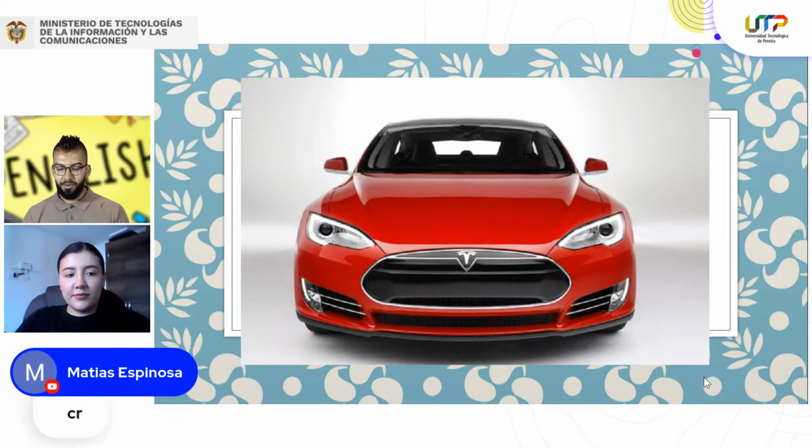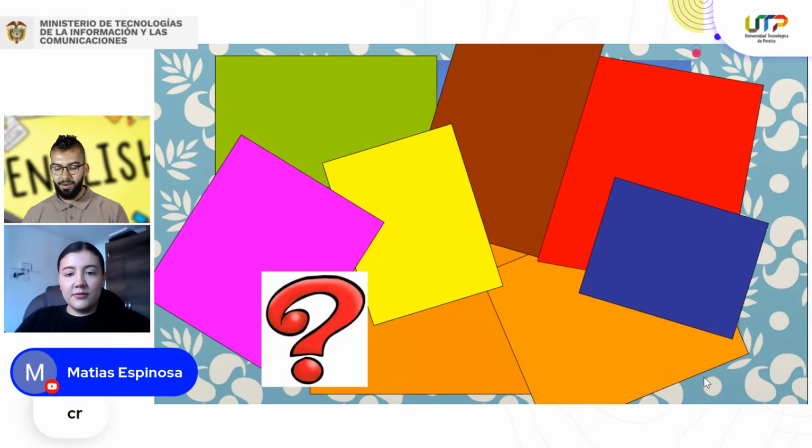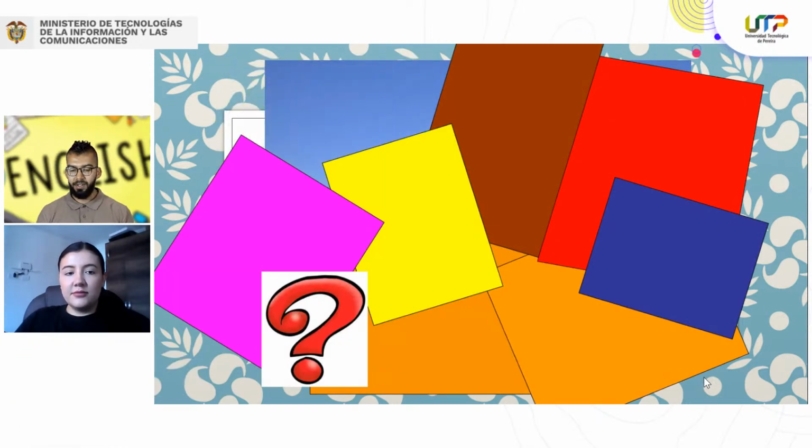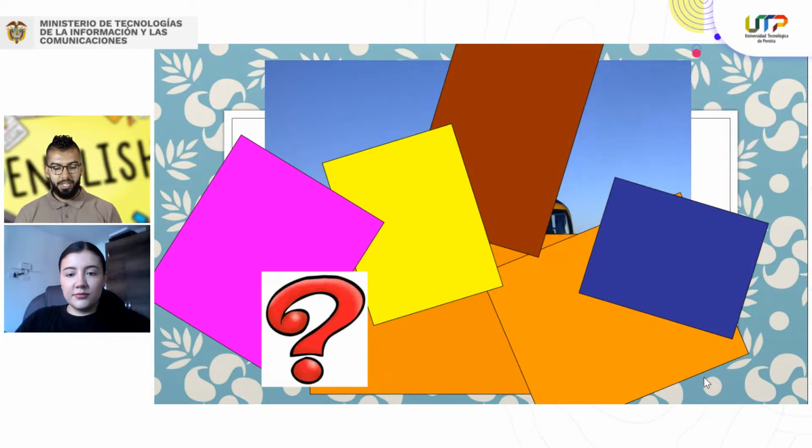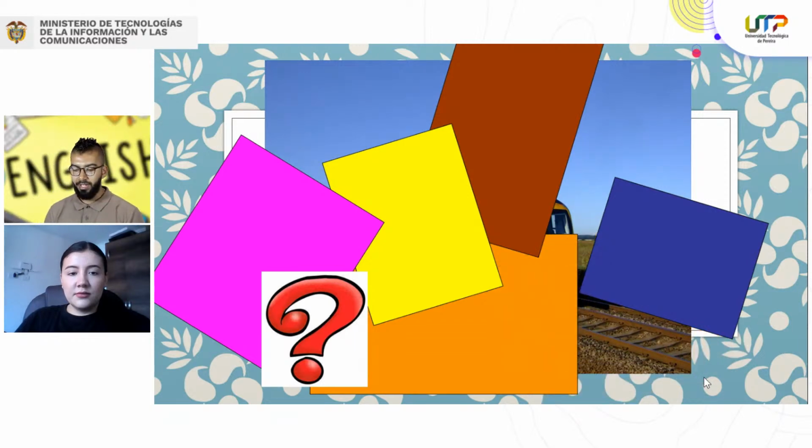Very good. Do you remember? Yes, this one, the car. Very easy, right? Let's see another example. That was the car. Excellent to those who are participating. Very good. Do you know the name of this means of transportation? Look at it. I don't know if with these three cards removed, you can identify the name.